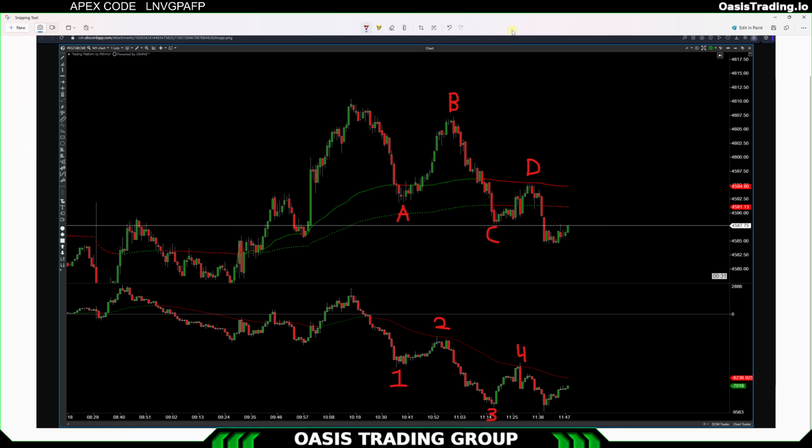This can be used on pretty much any index. We like to trade it on ES, and we like to trade it on oil occasionally, but mostly on ES.